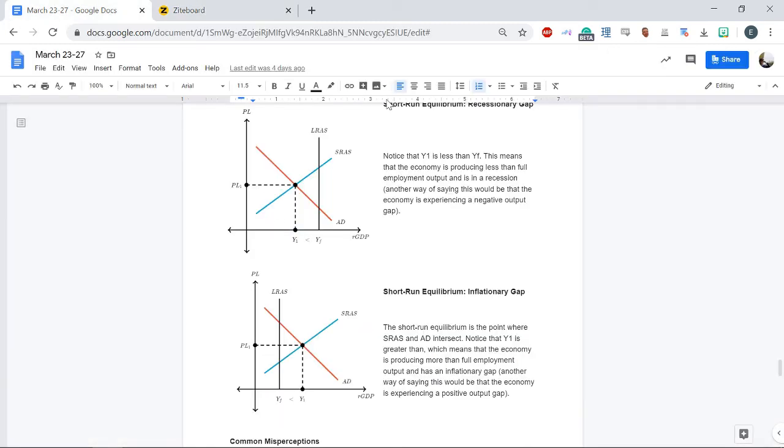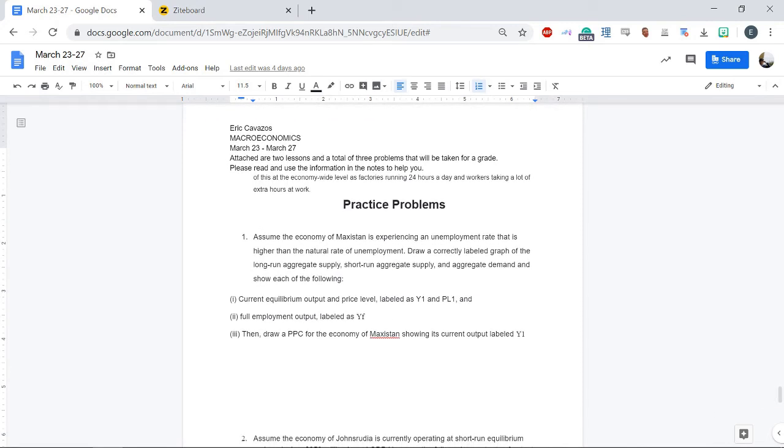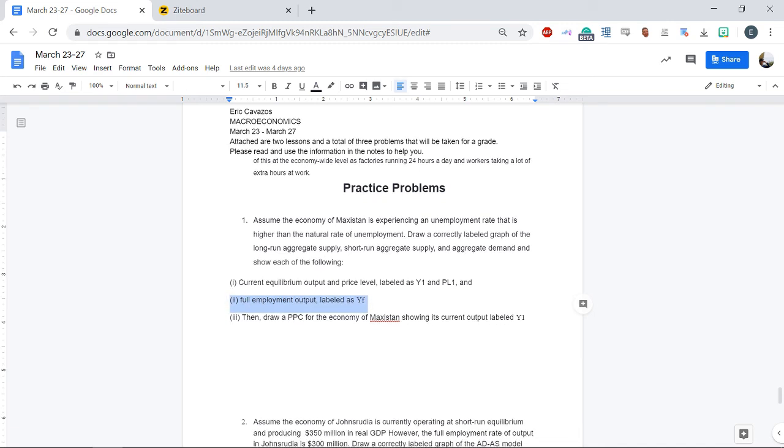So let's go back to this question and reread it one more time. It says full employment. We also got to draw this. This pretty much means let's add in our long run aggregate supply. And are we going to add it to the right of this equilibrium, or are we going to add it to the left of this equilibrium? That's what question 2 was asking.